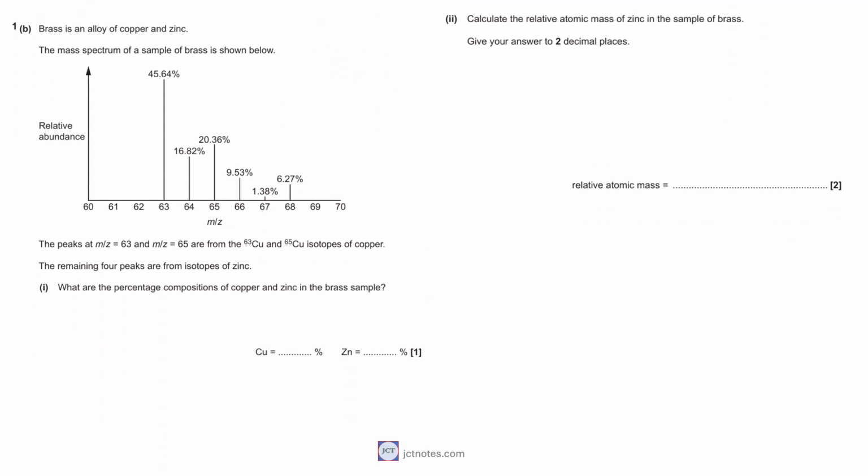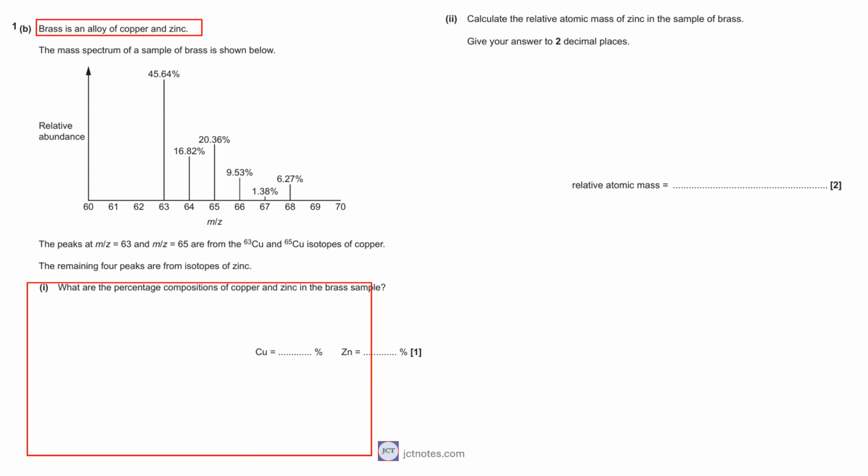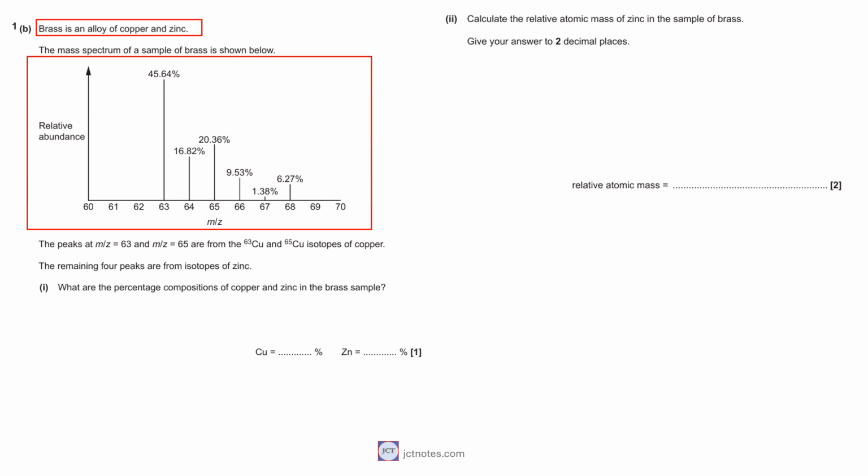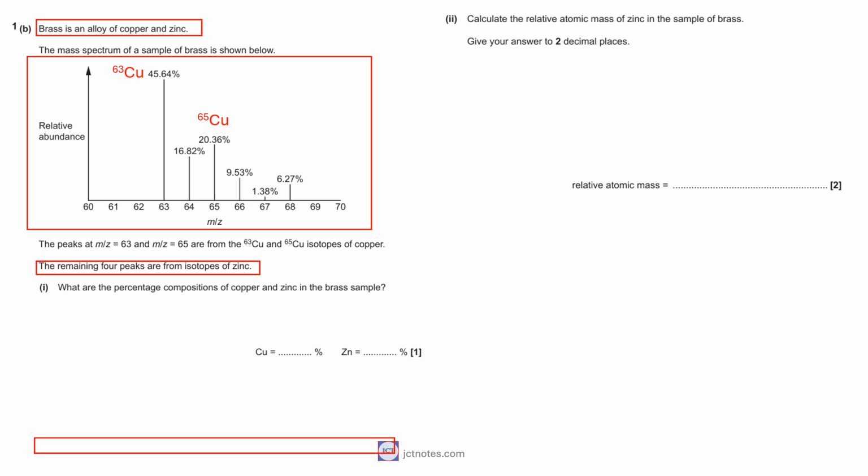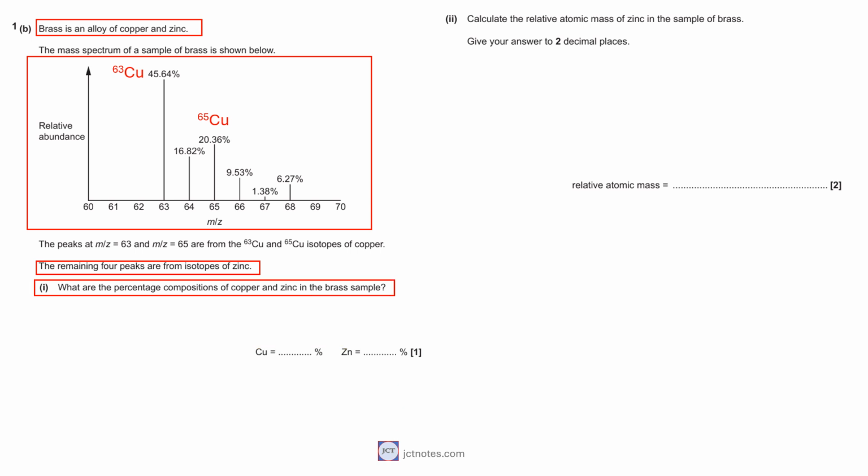In Question 1, Part B, we have the mass spectrum of a sample of brass, an alloy of copper and zinc. The peak at m/z equals 63 is from the copper 63 and the peak at m/z equals 65 is from the copper 65. The remaining 4 peaks are from isotopes of zinc. In the first question, we are asked what are the percentage compositions of copper and zinc in the brass sample.